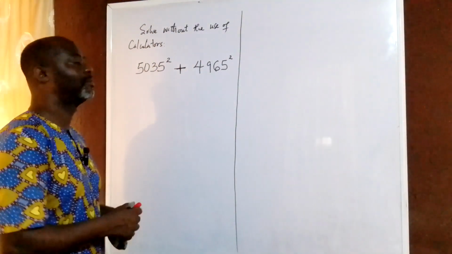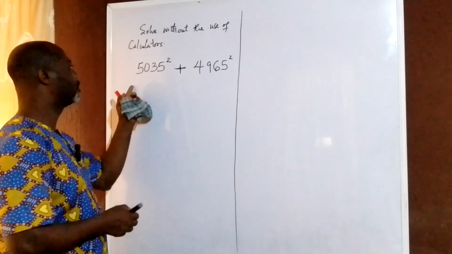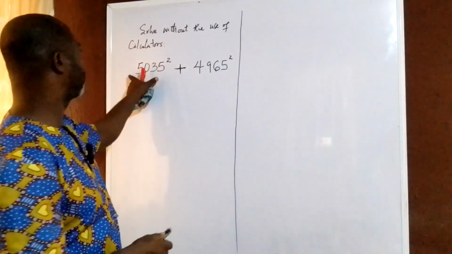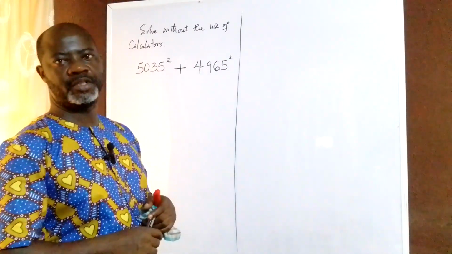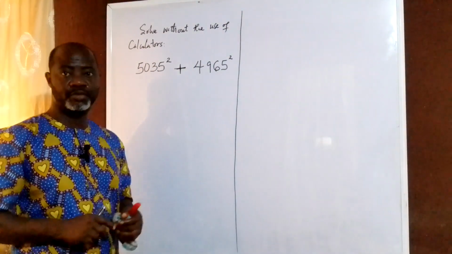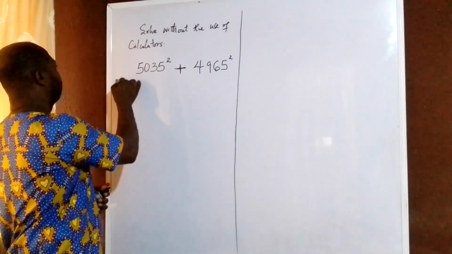Today we have this numerical problem that has to do with the addition of the square of two numbers, this square plus that square. And I want to do this without the use of a calculator. How do we go about this? Okay, so I implore you to please come along and see how we solve this kind of problem. Solution.